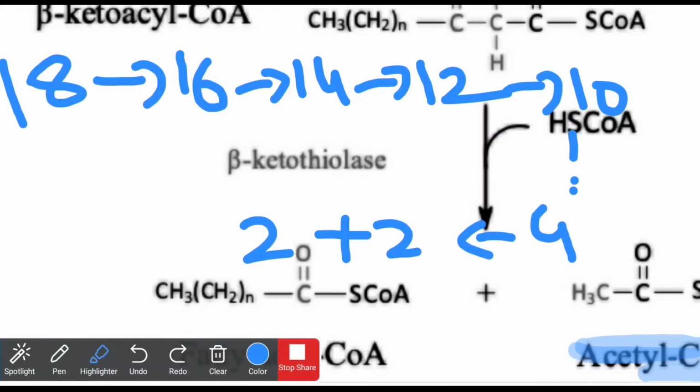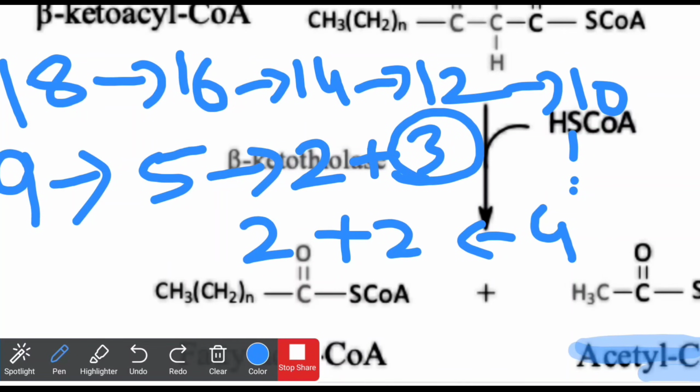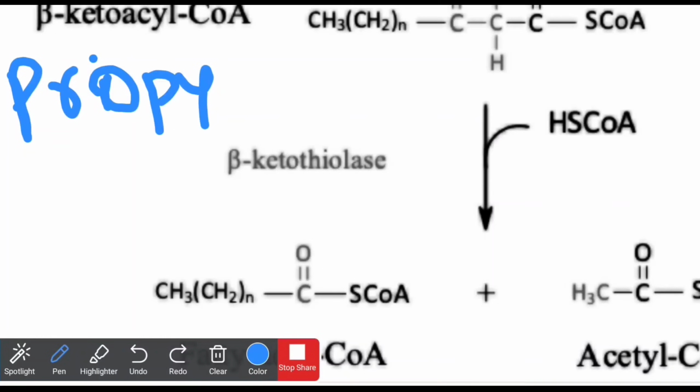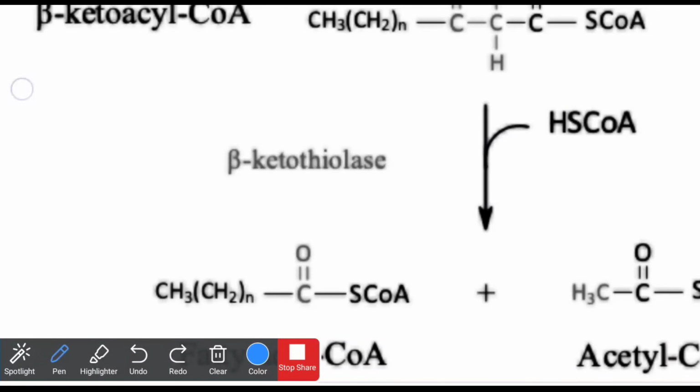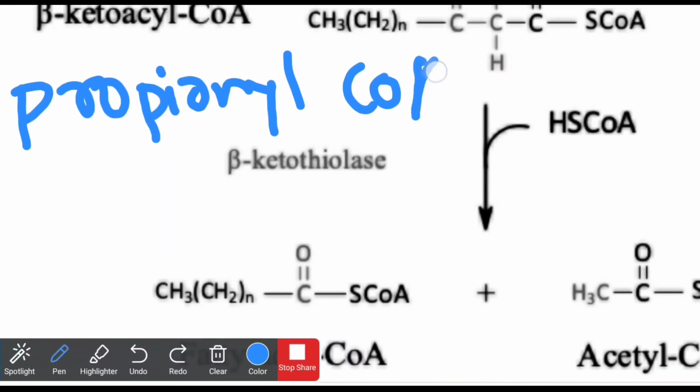Now if the reaction starts from an odd number, at the end of the day you will have 5 carbons. This 5 carbon will be divided into one acetyl coenzyme A having 2 carbons and a 3 carbon molecule. The name of this 3 carbon molecule is propionyl coenzyme A.